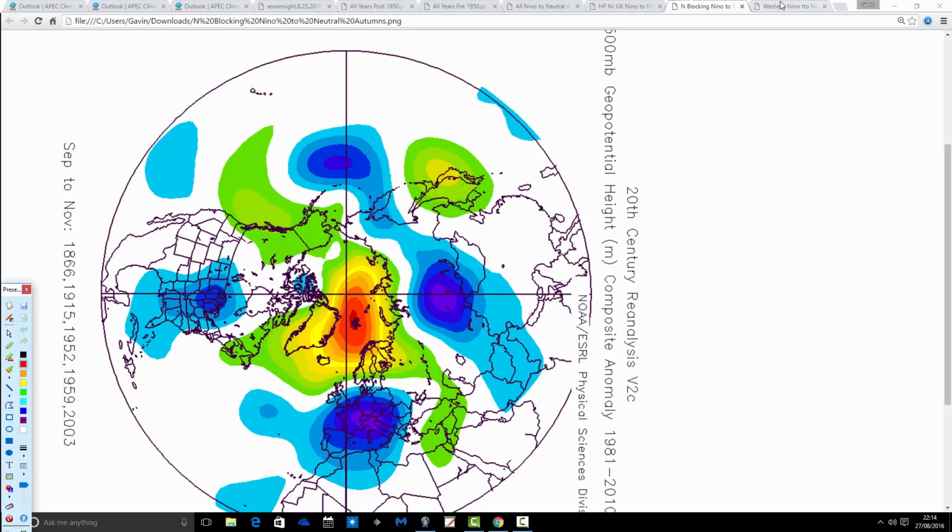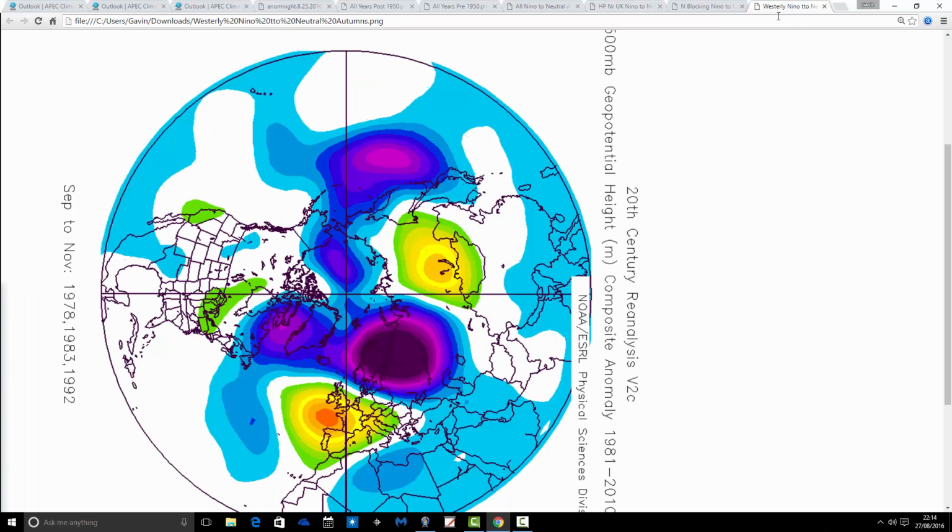And then, of course, there's also the Atlantic-driven autumns. Now, there's not many of these, but they are, in some ways, a little bit more representative of where we are right now because they're more modern years. So we've got 1978, 1983, and 1992. And these autumns tend to have low pressure to the north and high pressure down to the south. And we tend to bring the jet stream through the country rather like that.